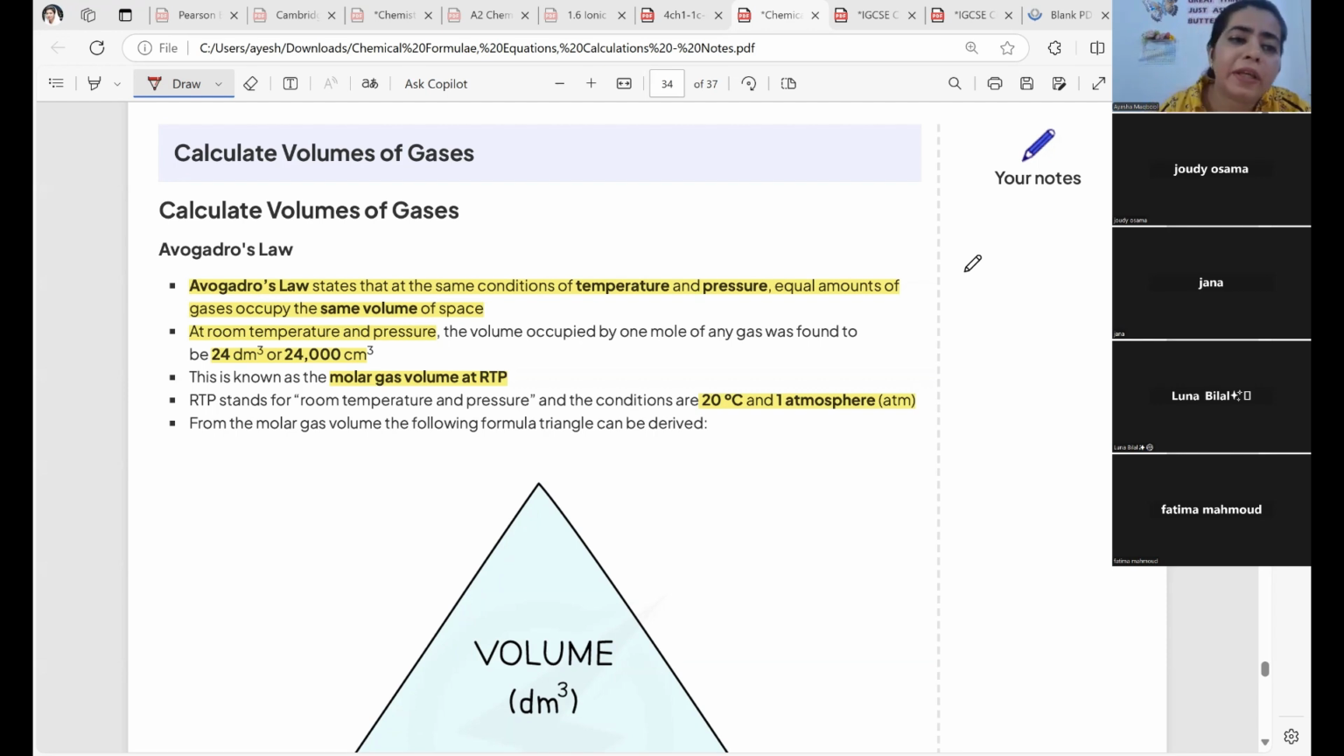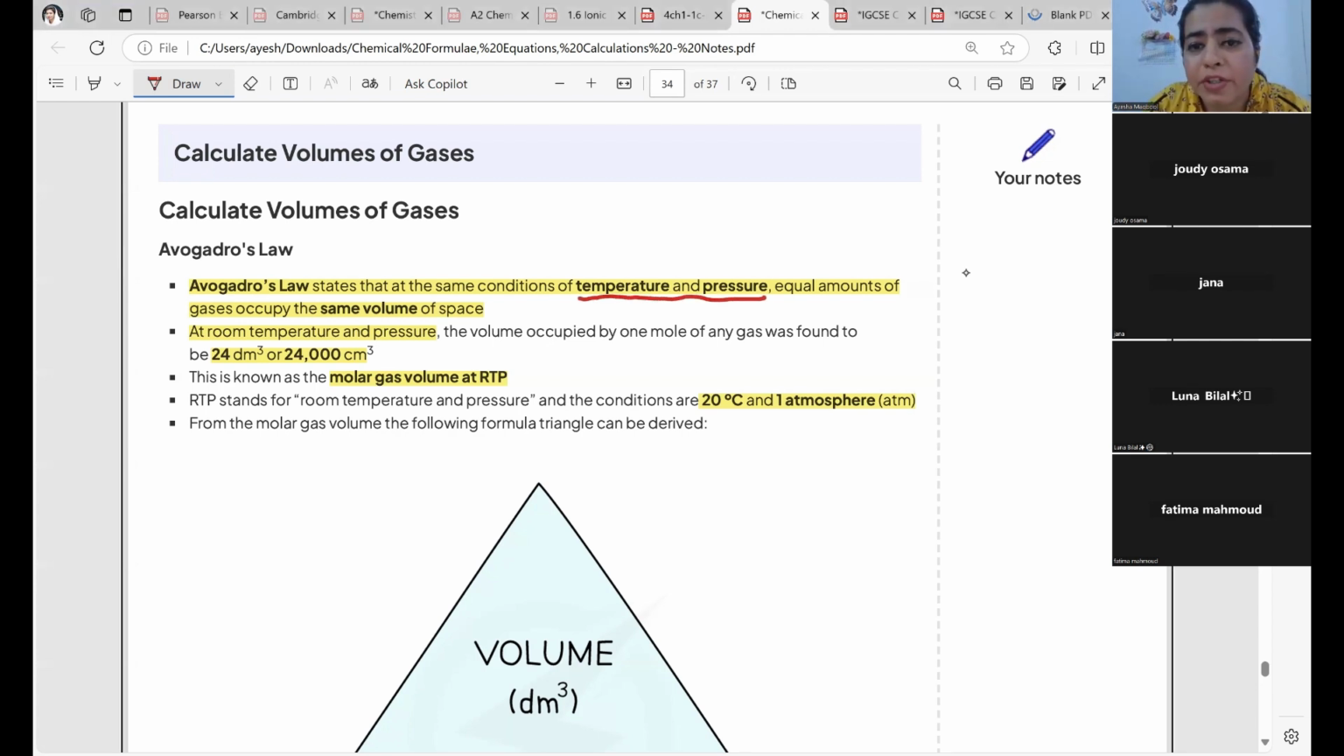This law basically states that if we have same conditions of temperature and pressure, two conditions only, we are not going to see other conditions. If we have same temperature and pressure for two gases, they are going to have equal volume. Okay, they are going to take same volume, same space. What does this mean?